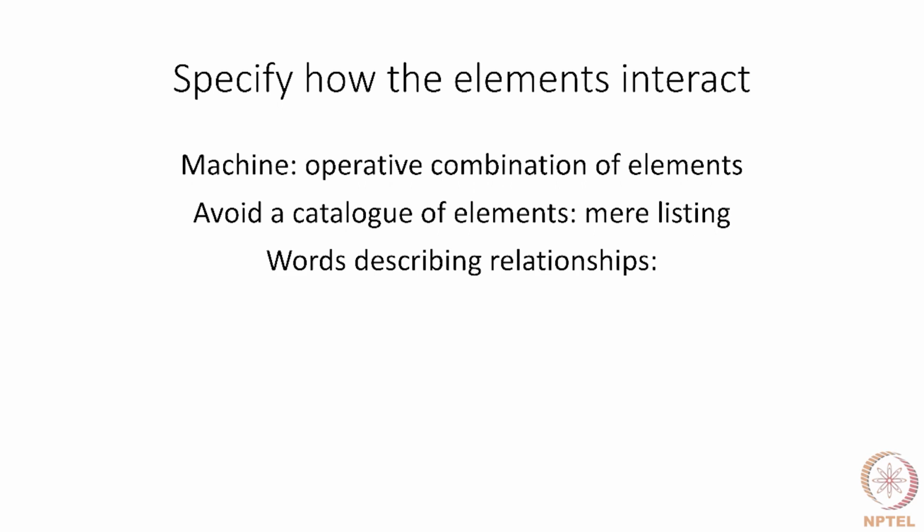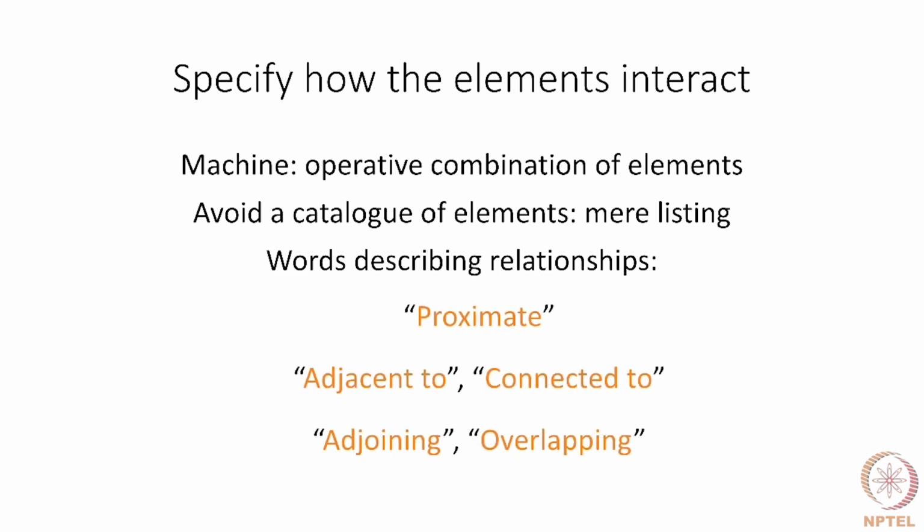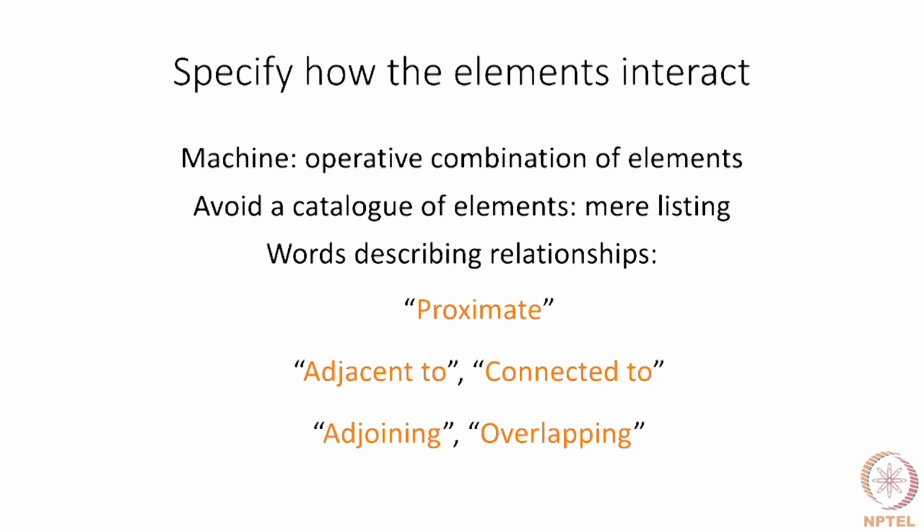with each other. The words describing relationships, here is a list of words. You could use proximate to show something is next to each other, or adjacent to, connected to, adjoining, overlapping. Now these are the words which would specify how one element is connected to another through a relationship.